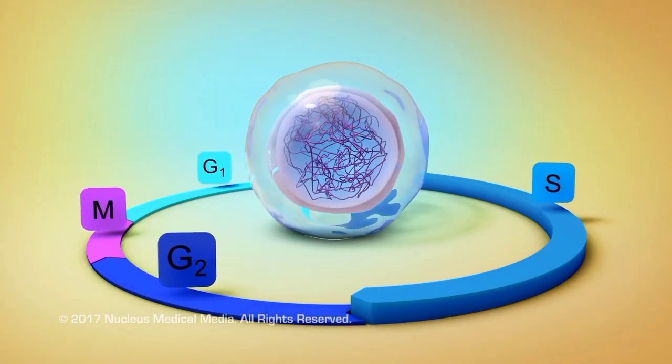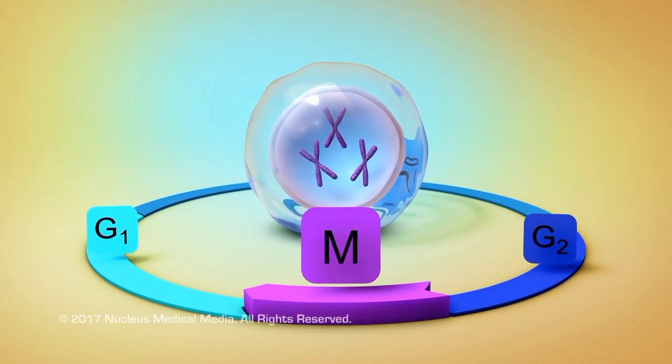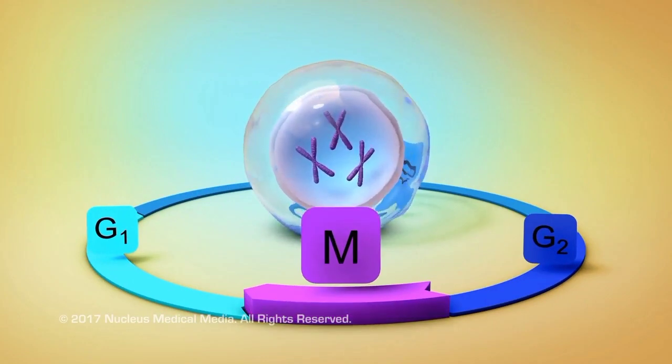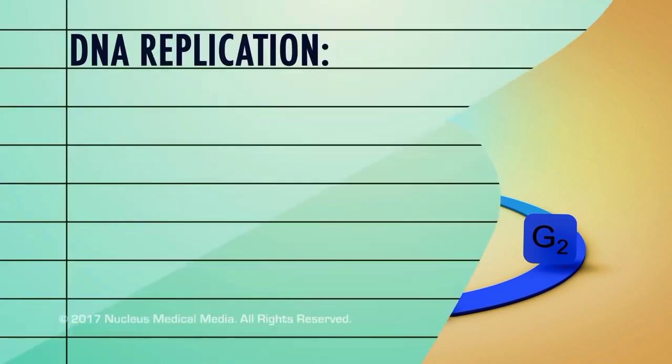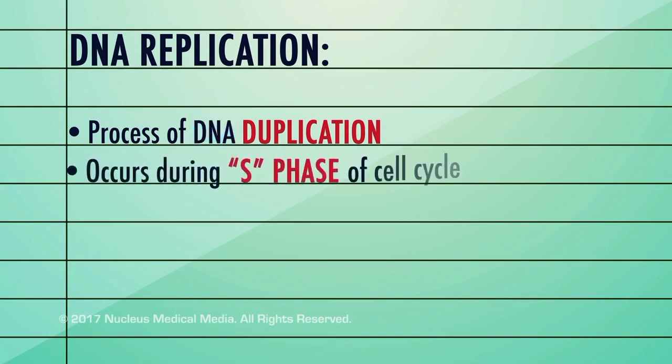With DNA replication now completed, the cell is ready to begin mitosis. We will cover mitosis in another video. In summary, DNA replication is a process in which DNA duplicates itself, making an identical copy. Replication occurs during the S phase of the cell cycle when a somatic cell is preparing to divide.